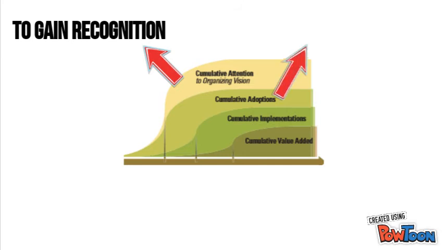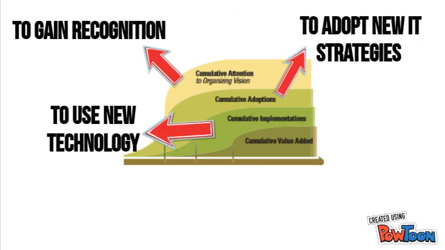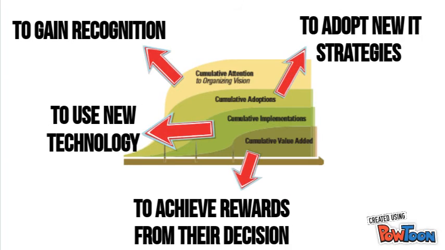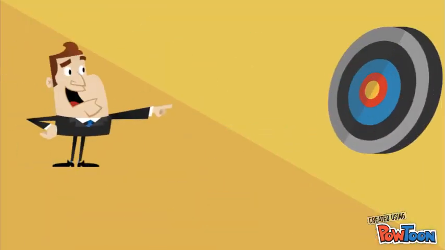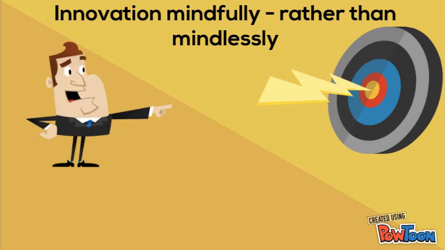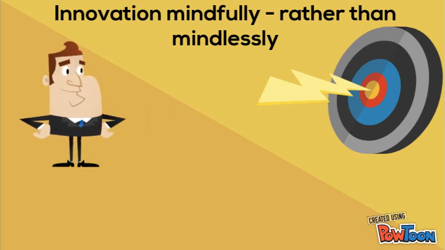Attention is when an IT wave is trying to gain recognition. Adoption is when businesses commence the announcement of adopting the new IT strategies. Implementation is when a company actually starts using the new technology. And value is when the companies that incorporated the new technology start achieving rewards for their decision.